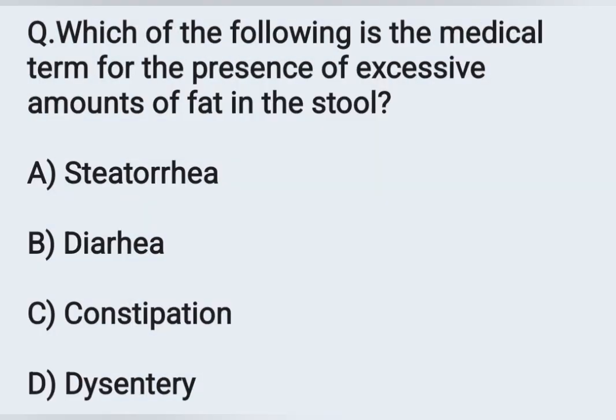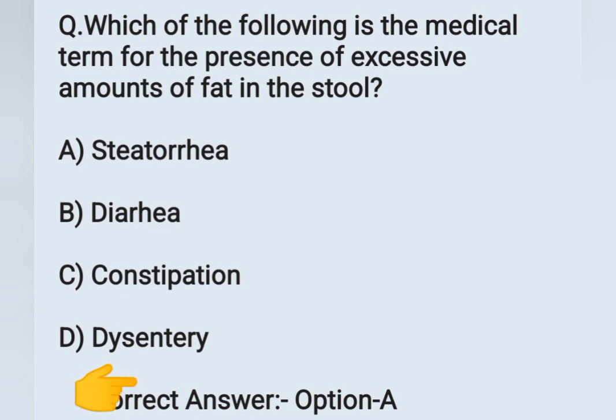And the next question is, which of the following is the medical term for the presence of an excessive amount of fat in the stool? Options: Option A, steatorrhea. Option B, diarrhea. Option C, constipation. Option D, dysentery. The term which describes fat in the stool is steatorrhea. Option A is the correct answer.